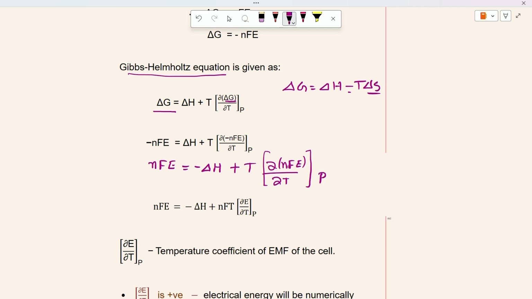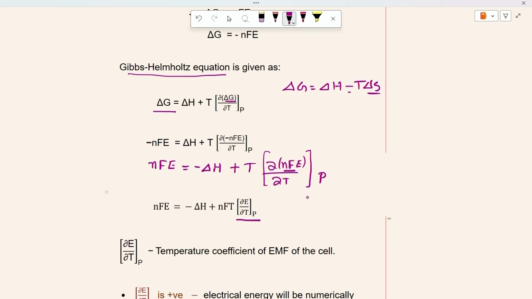Okay. Now, I am going to take this nF also outside the bracket. You can have this expression as nFE is equal to minus delta H plus nF and the T which was here multiplied by dou E by dou T at constant pressure. Now, what is dou E by dou T? It means that small change in EMF with temperature. So, change in EMF by change in temperature.